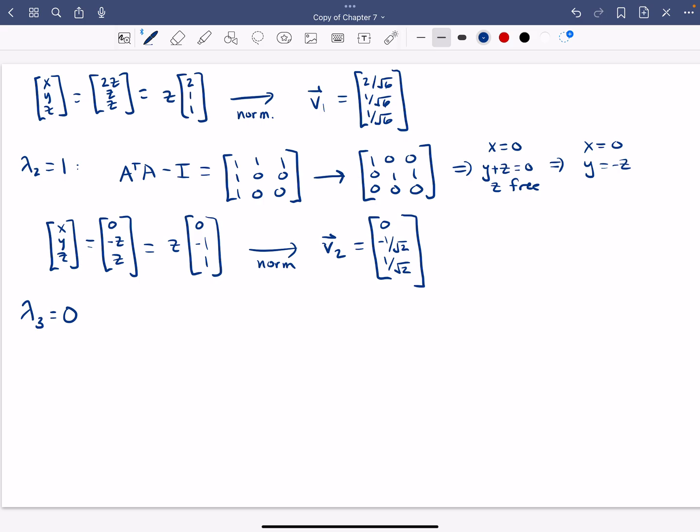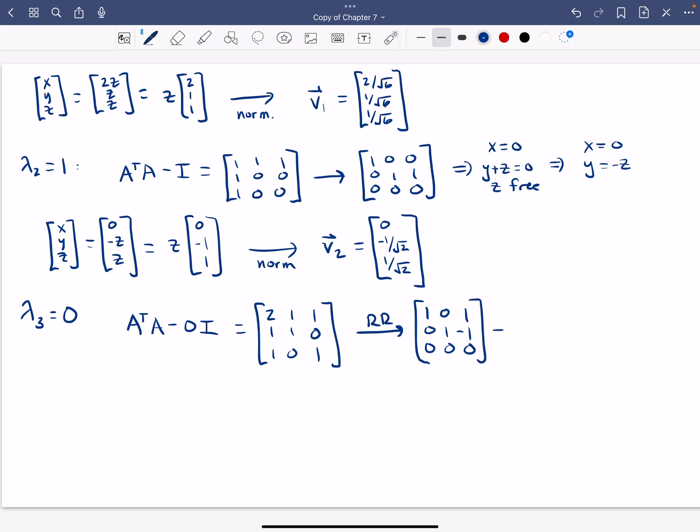So, lambda 3 is equal to 0, our last eigenvalue. And so we take A transpose A, and we subtract 0 times I off the diagonal. That just gives us 2, 1, 1, 1, 1, 0, 1, 0, 1. And when we row reduce this, we get the matrix 1, 0, 1, 0, 1, negative 1, 0, 0, 0. And that tells me that x plus z is 0, y minus z is 0, and z is free. So x is equal to minus z, and y is equal to z.